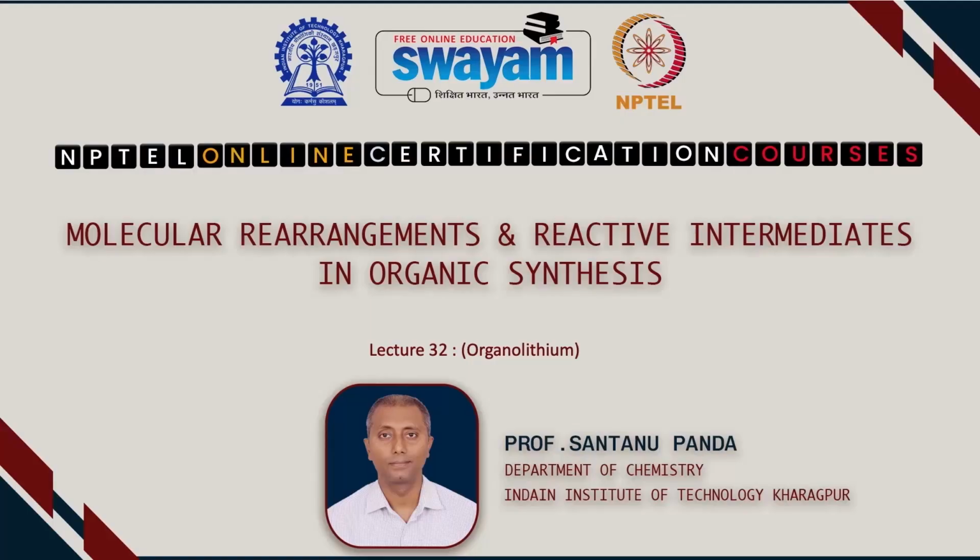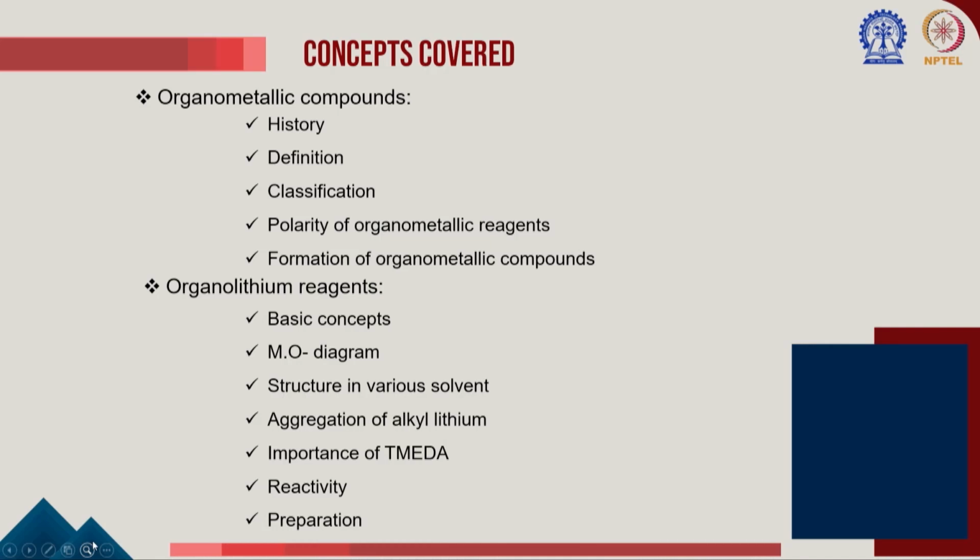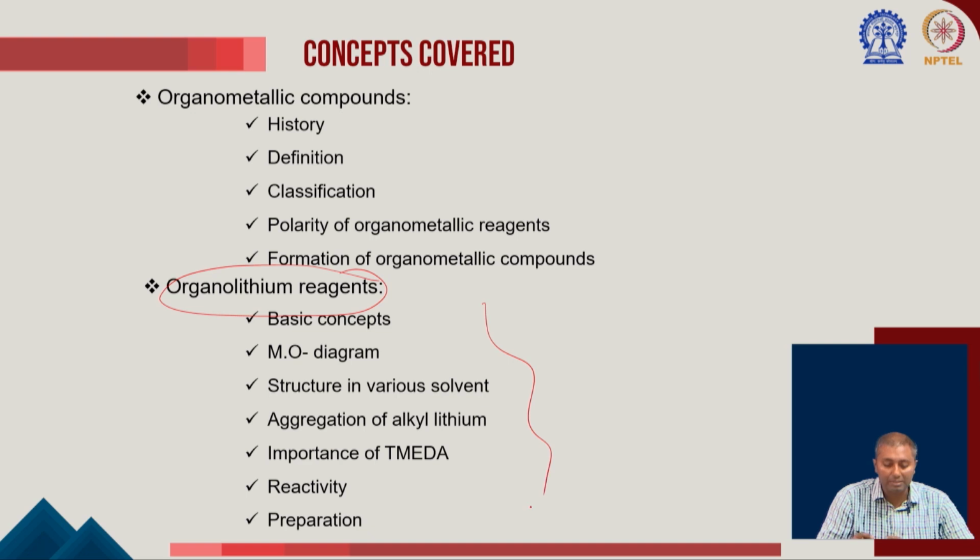Then I thought about talking about organometallic compounds. Briefly, I am going to talk about organolithium, then the Grignard reagent, then the organozinc, and organocopper. But before I go and talk about them, I am going to briefly introduce you to the history of organometallic compounds. I am going to talk about how the organometallic compound started, and then I am going to take you to the organolithium compounds, their basic concept, their structure, and some of the basic reactivity.